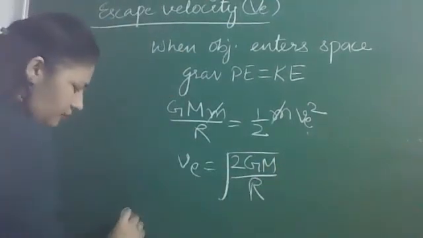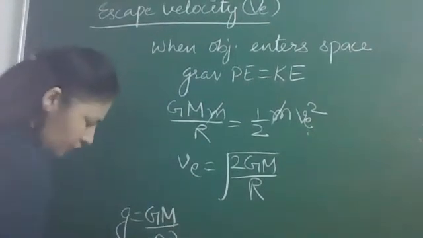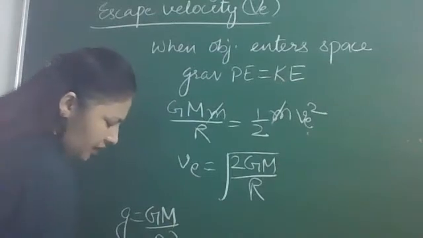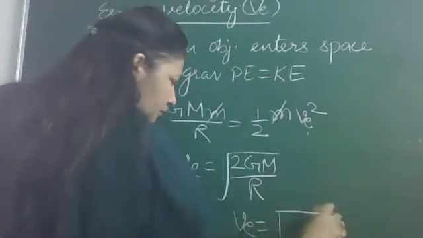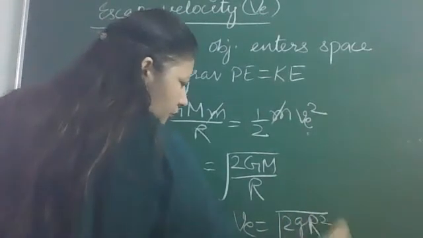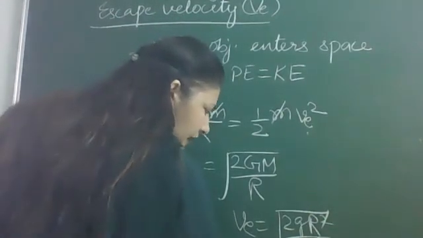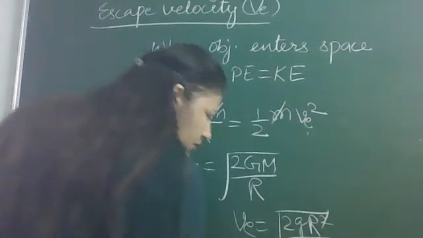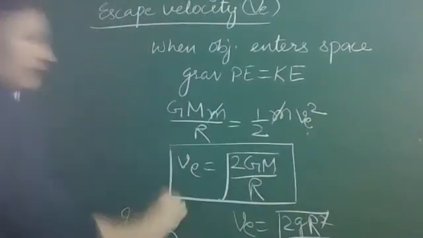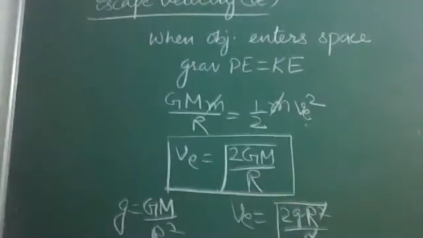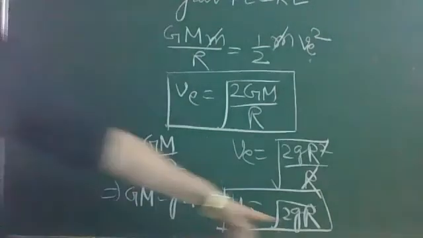If you use the formula of acceleration due to gravity, g is GM by R square, you can substitute GM equal to gR square here. So let us put it here: under root 2gR square over R. One R gets cancelled and we get one more formula of escape velocity, under root 2gR. So note down two expressions for escape velocity: under root 2GM by R and under root 2gR. Here g is small.